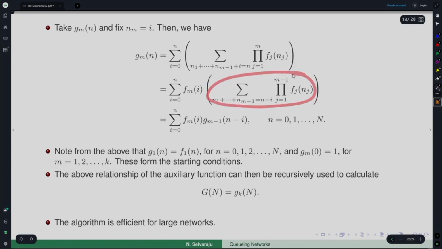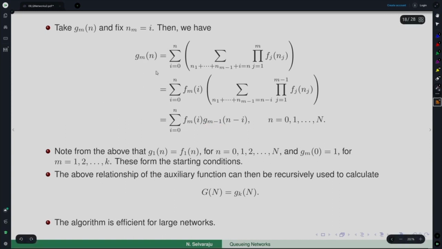Now, the quantity in this bracket is basically G_(m-1) of n minus i, which is for m minus 1 nodes and n minus i customers. So, basically I have G_m(n) equal to the sum over i equal to 0 to n of fm(i) times G_(m-1)(n minus i).